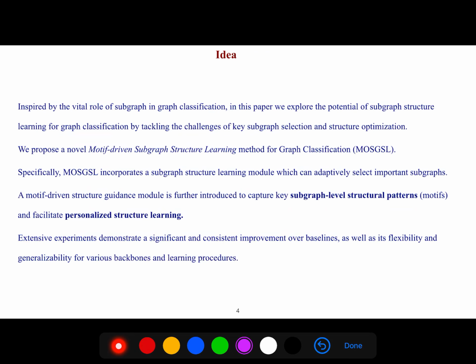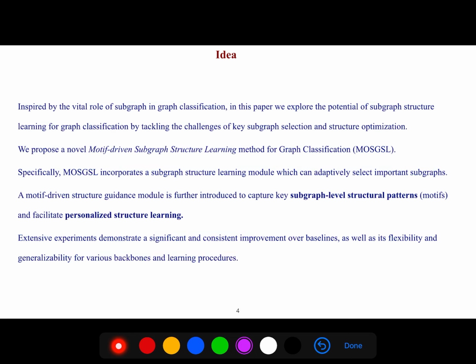Inspired by the vital role of subgraphs in graph classification, in this paper we explored the potential of subgraph structure learning for graph classification by tackling the challenges of key subgraph selection and structure optimization. We propose a novel motif-driven subgraph structure learning. Specifically, it incorporates a subgraph structure learning module which can adaptively select important subgraphs. A motif-driven structure guidance module is further introduced to capture key subgraph-level structural patterns.